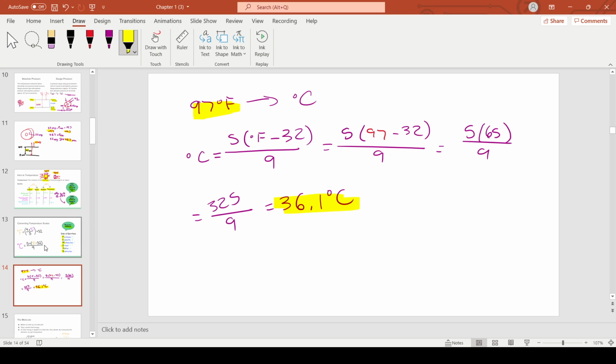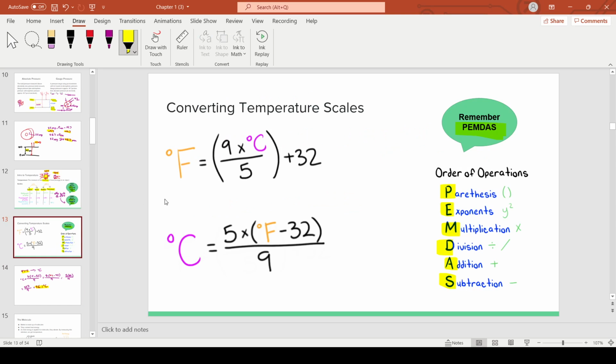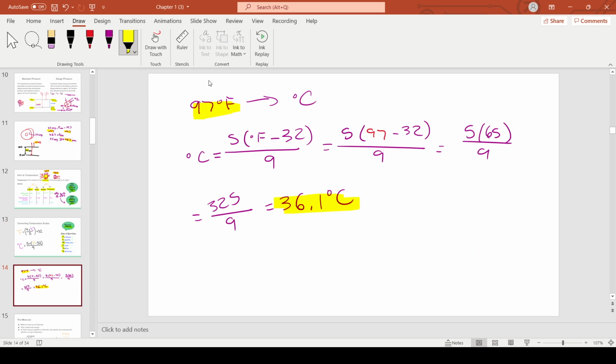And I'm not saying you guys have to memorize these. I might change my mind on that later, but these are really good to know, and I would definitely advise memorizing them. Okay, let's try another example. We'll go the other way.